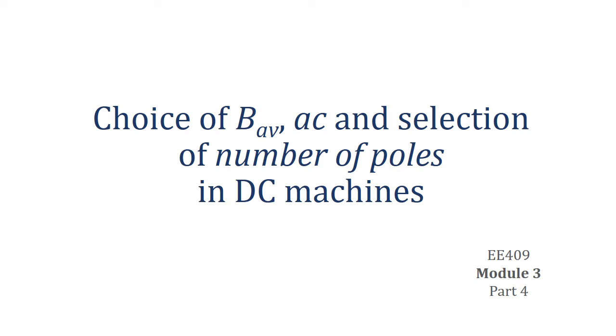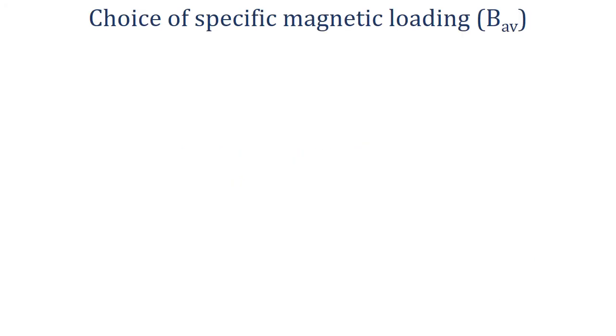Welcome to this lecture. Today we will discuss the choice of specific magnetic loading, that is B average, specific electric loading, that is AC, and the selection of number of poles in DC machines. First we will discuss the choice of specific magnetic loading, that is B average.